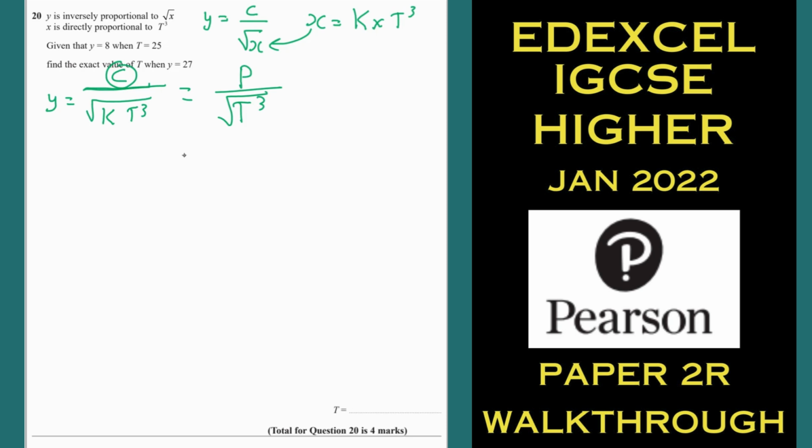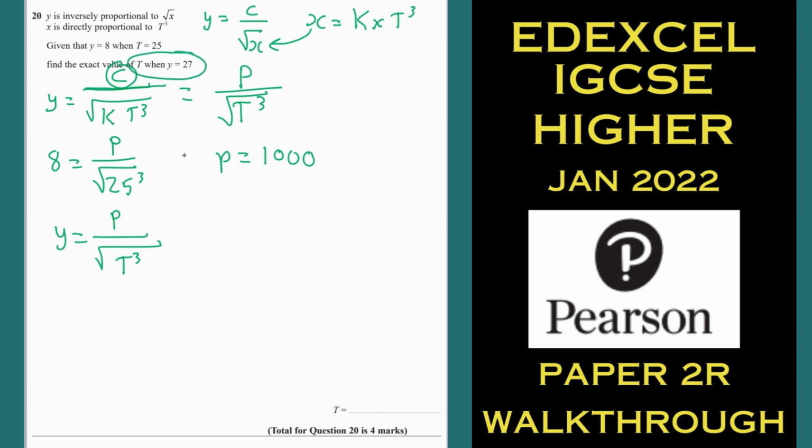Now you can replace the y with 8 with the square root of t cubed. So what does p work out to be? 8, well, root of 25 is 5, cubed is 125, and we times it by 8. P is 1,000. Magic, because you've now got your equation. Y equals P divided by the root of t cubed.